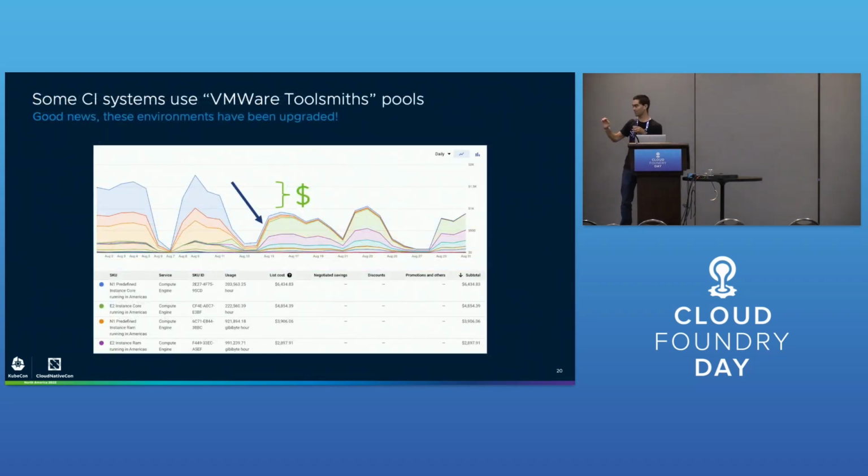If you use VMware Toolsmiths, and this is a semi-proprietary thing we do, then you're like, whoa, that doesn't make any sense. But if you do, good news, we were able to roll it out unilaterally without talking to you, because these are pooled environments that get recycled, and they just got recycled automatically. You can see the drop from when we rolled it out. It's also cyclical, so you can ignore the cycle, but if you look at the maximum, you can see it drop.